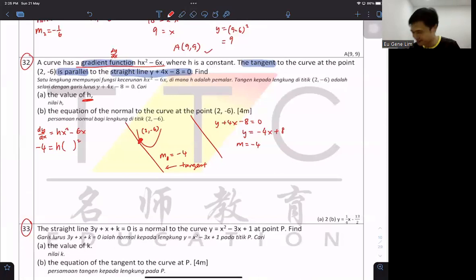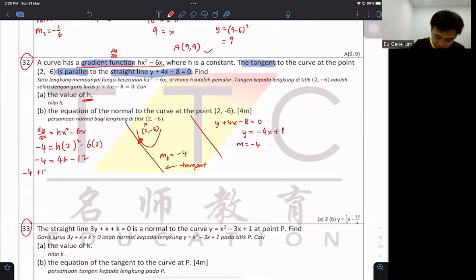What is x? X is 2. You see the point given? 2, negative 6. X is 2. So you sub, and from here you can find out h. 2 squared is 4, so 4h. 6 times 2 is 12. Minus 12 bring over plus 12. Negative 4 plus 12 is 8. So 8 over 4 is 2. H equals 2. Understand?